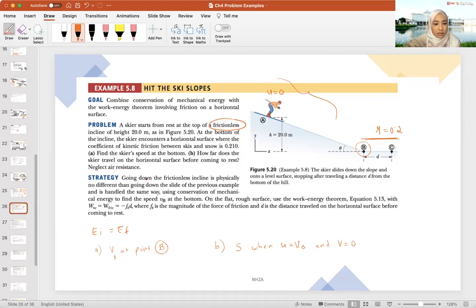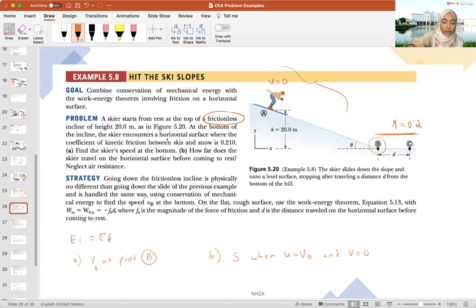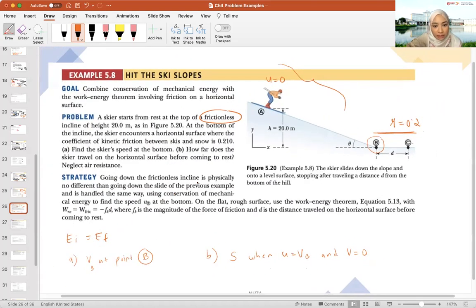So neglect air resistance. We don't have air resistance here. We don't have friction here, but we have friction from B to C. So we can ignore this part first. Let's not confuse ourselves. Let's solve this to find out what is the velocity at B. So this is the strategy. The strategy is already given in the textbook. Going down the frictionless incline is physically no different than going down the slide of a previous example and is handled in the same way, using conservation of mechanical energy to find the speed v at the bottom. On a flat rough surface, use work energy. Okay, we ignore that first. We start with A to B first.